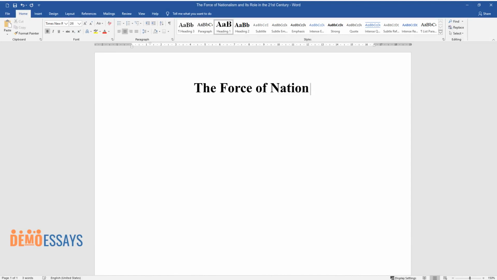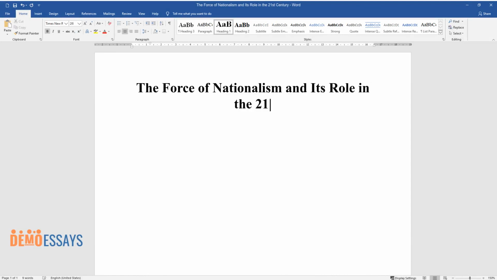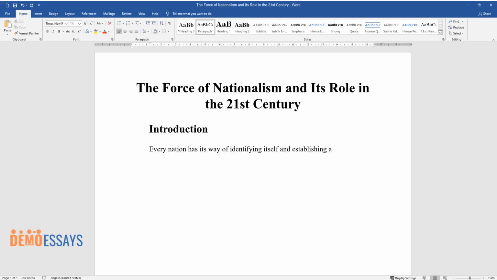The force of nationalism and its role in the 21st century. Introduction. Every nation has its way of identifying itself and establishing a feeling of pride in one's country.